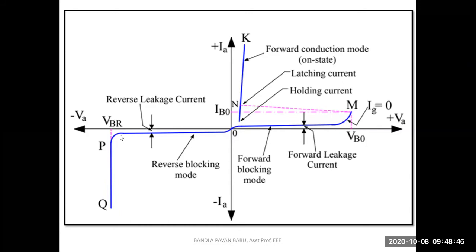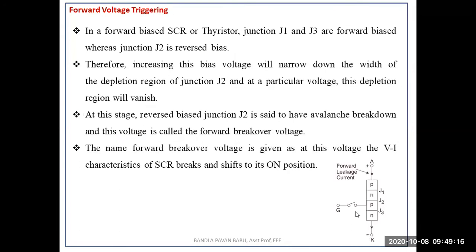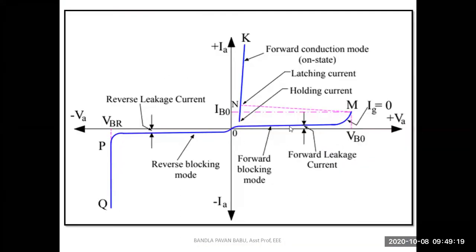If we continue further, at a particular reverse breakover voltage, VBR, because of the breakdown of the junctions J1 and J3, a reverse current flows here, but this is not practically encouraged or used. Coming to the forward blocking mode, the anode is positive and the cathode is negative, with no gate current. If we increase the voltage further, at the forward breakover voltage VB0, what happens because of the breakdown of junction J2?